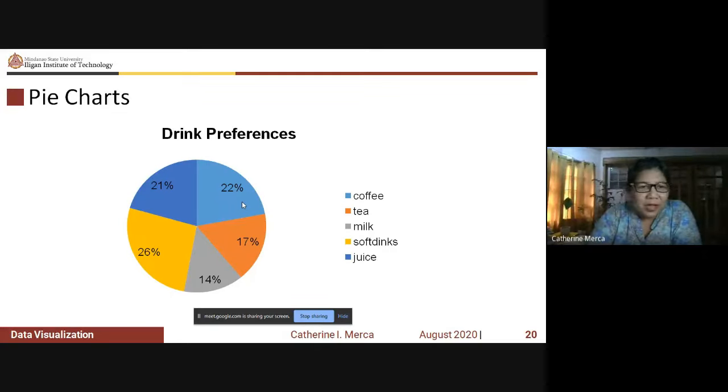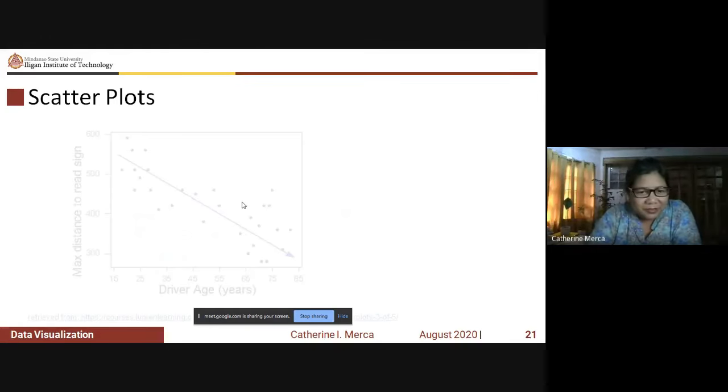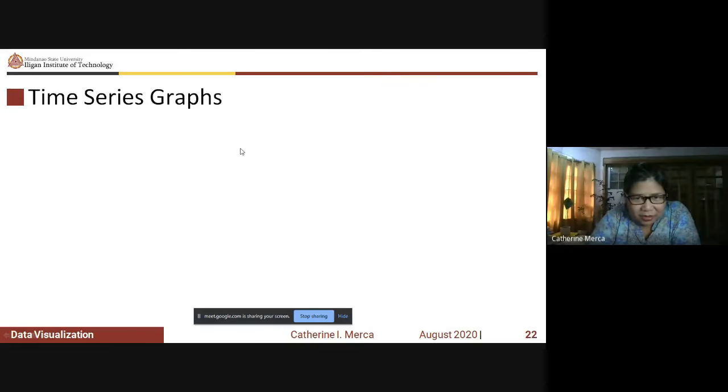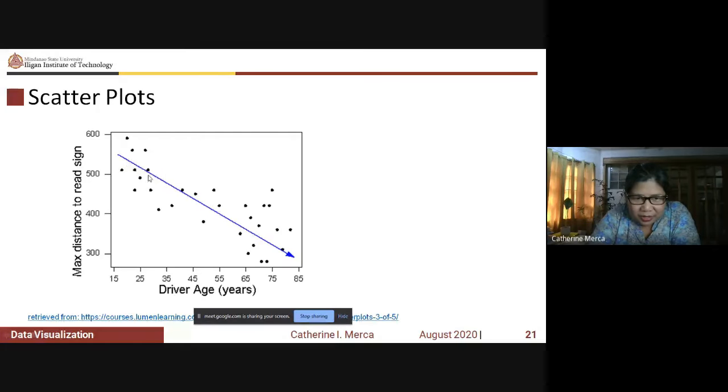Okay? Then we have your scatter plots. If you take a look at the scatter plots, what kind of scatter plot is it? This is about the driver's age in years and his maximum distance to read a sign. Notice that as the driver ages, as he gets older, his maximum distance to read a sign decreases. Right? And there is no outlier here because nothing is too far away, most are near the line.